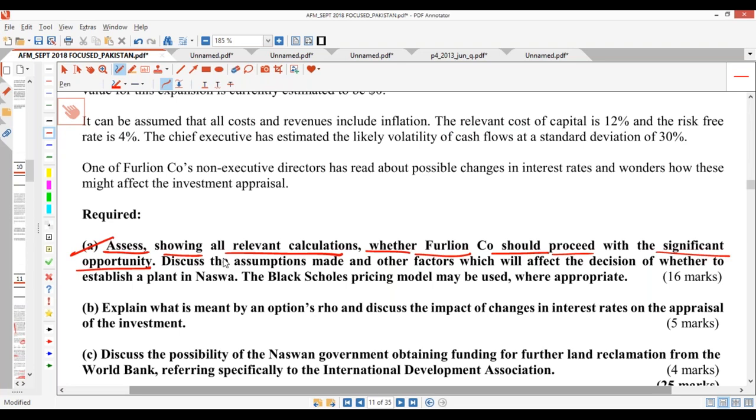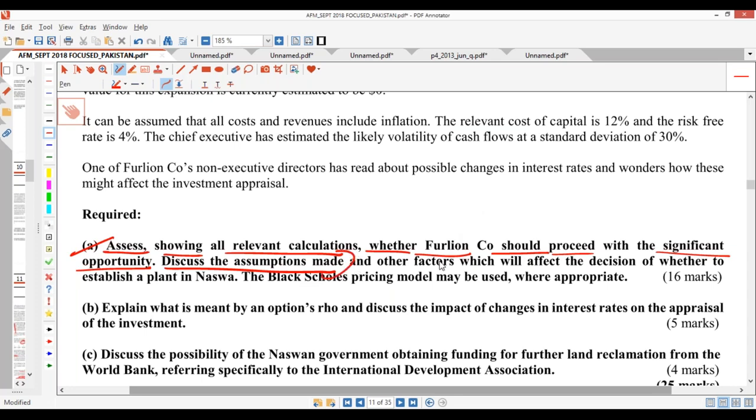Okay? Opportunity to abandon was a put option. Opportunity to expand is going to be a call option. See here again, always they ask you, these are all bonus marks that you should not let go. 5 marks maybe, 4 to 5 marks. Discuss the assumptions mix.